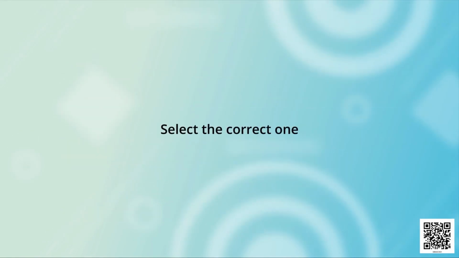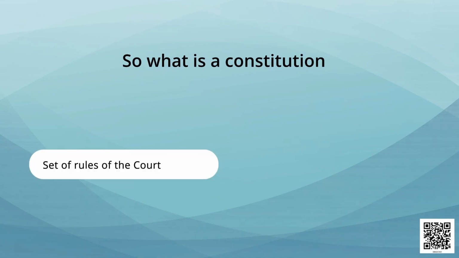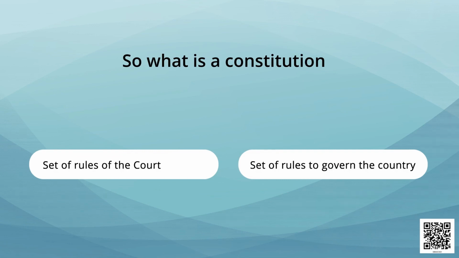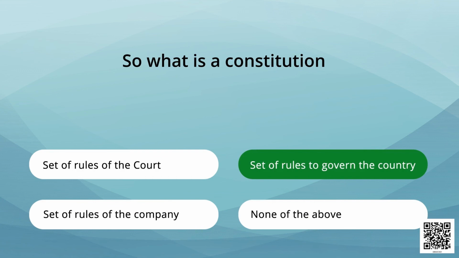Okay, now you have a question. There are 4 options to it. You have to pick the correct option. Let's do it. So what is a constitution? A set of rules of the court, a set of rules to govern the country, a set of rules of the company, or none of these? Correct. The Constitution is a set of rules to govern the country.